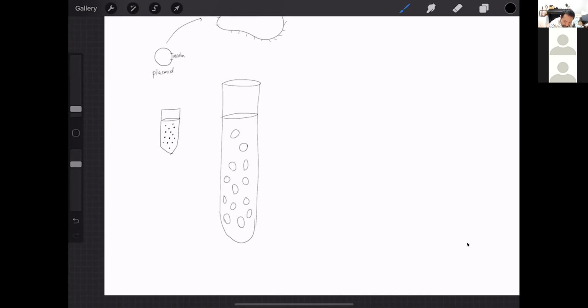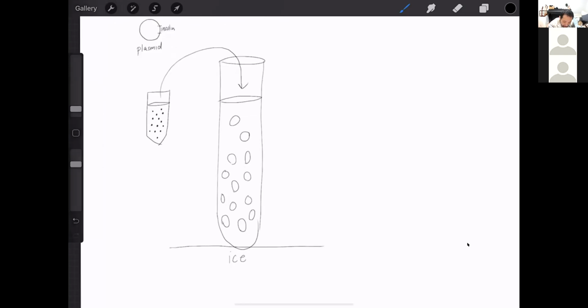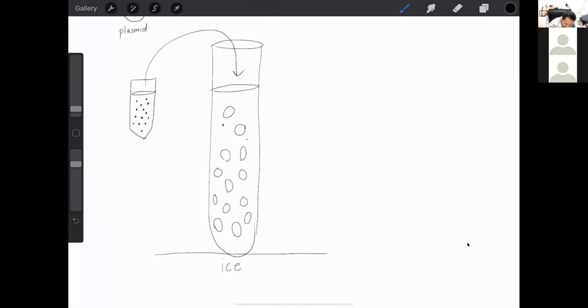But it's actually pretty simple, the first step. We're going to start off by putting this on ice. We're going to really cool down those bacterial cells. Now, after we put them into ice, we're going to take these plasmids and insert them into that solution. So when we do this, you're going to have plasmids that are intermixed in the solution just like so. Does that make sense? So we have a bunch of plasmids here.